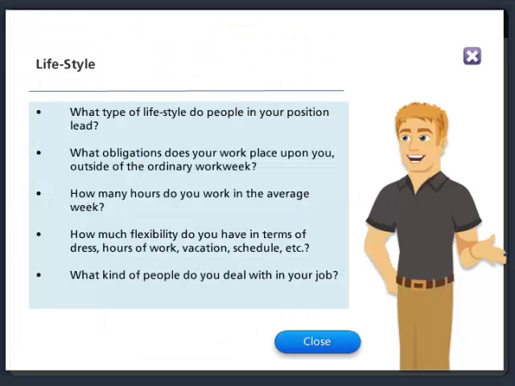Lifestyle. What type of lifestyle do people in your position lead? What obligations does your work place upon you outside of your ordinary work week? How many hours do you work in the average week? How much flexibility do you have in terms of dress, hours of work, vacation, schedule, etc.? What kind of people do you deal with in your job?